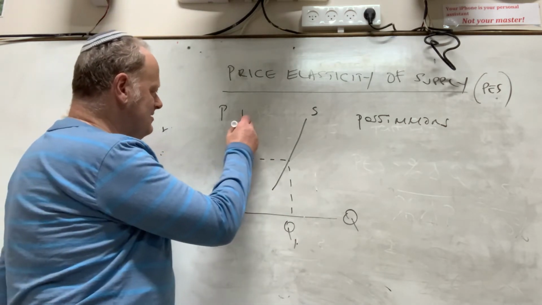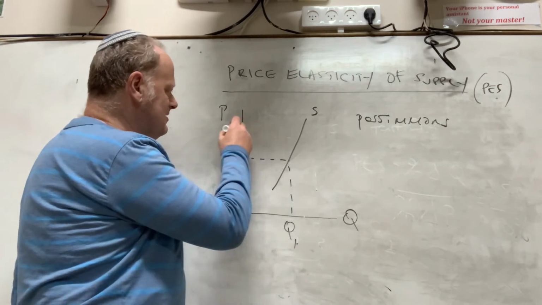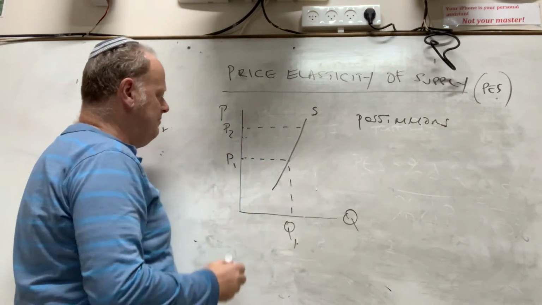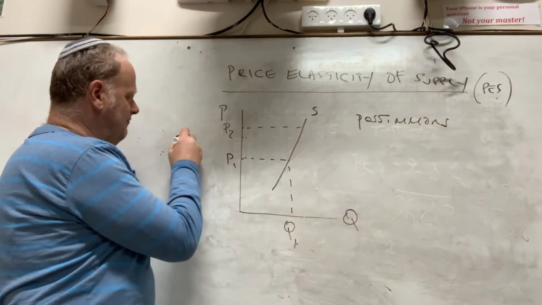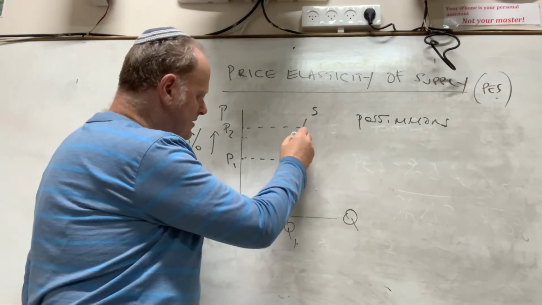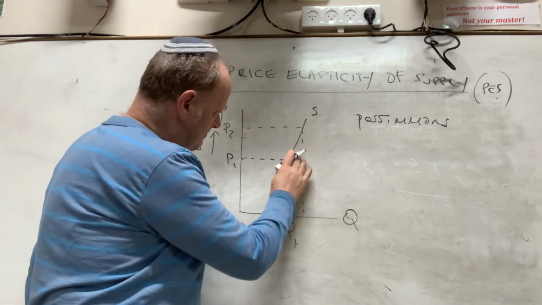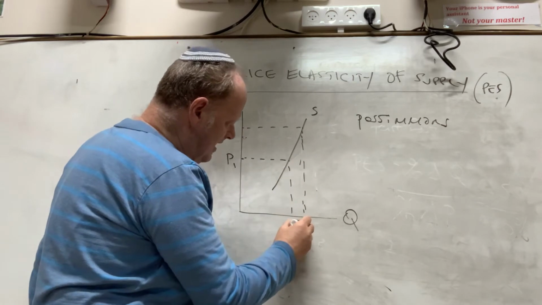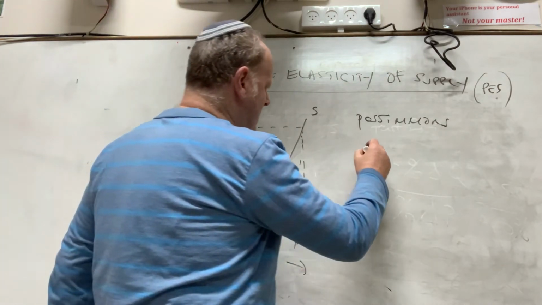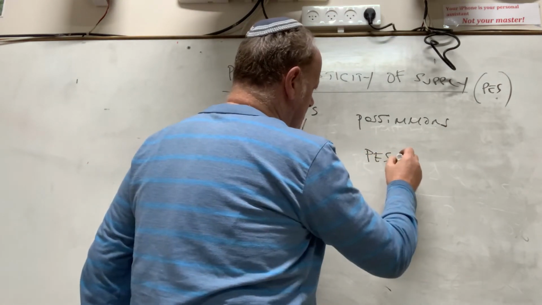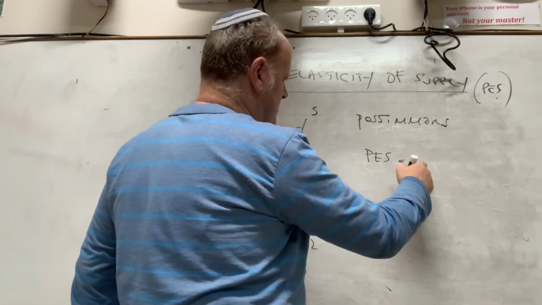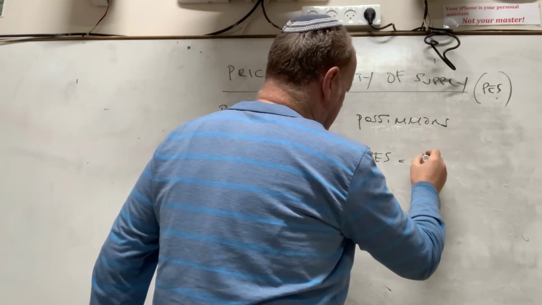But what happens is that if the price goes up, suddenly the going rate for persimmons goes up by 50%, from P1 to P2, the number that's going to be supplied to the market, they might manage to get an extra 10%. Okay? So therefore PES for persimmons would be the change in quantity, which would be 10%, divided by 50%.